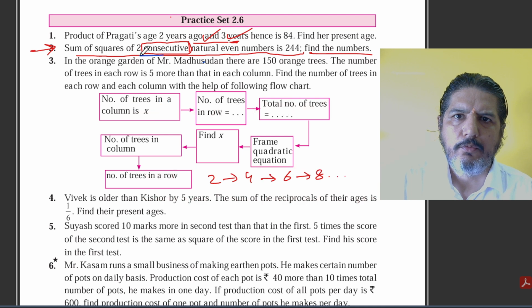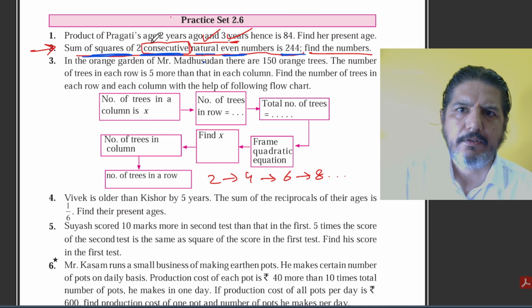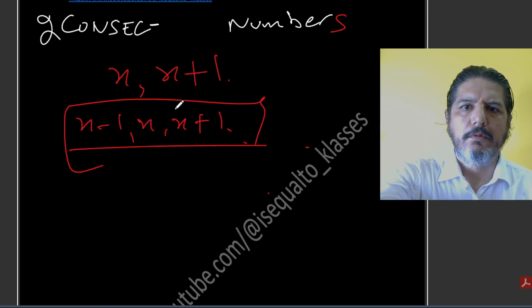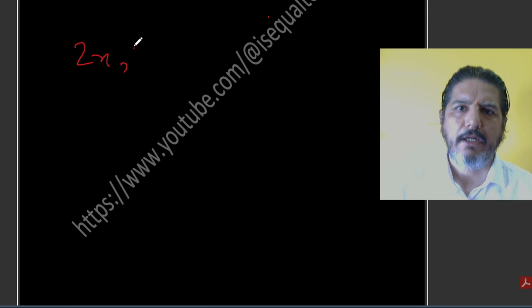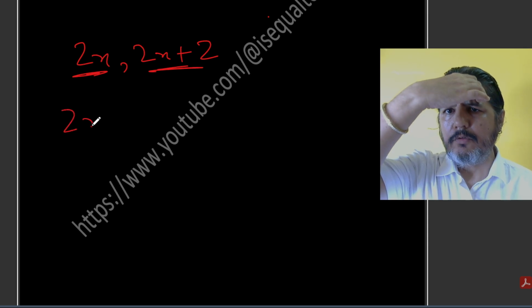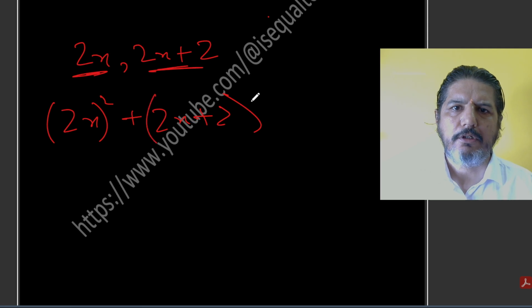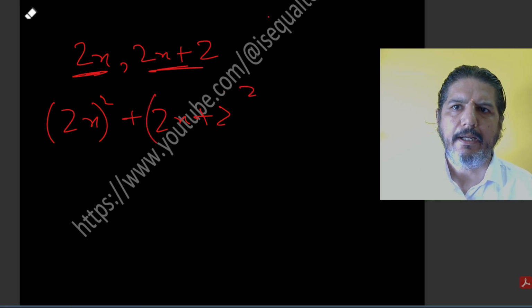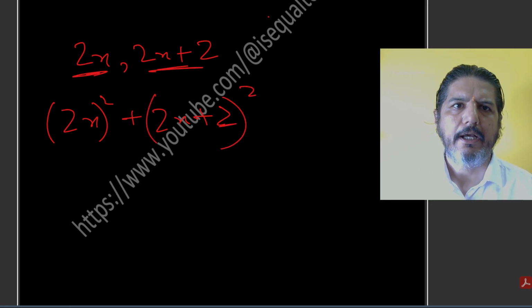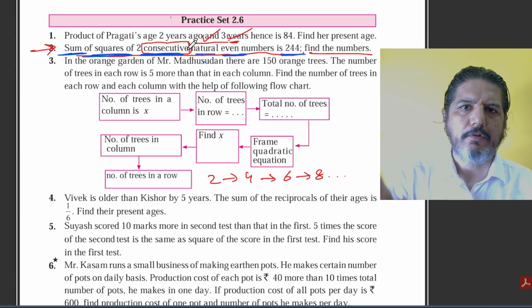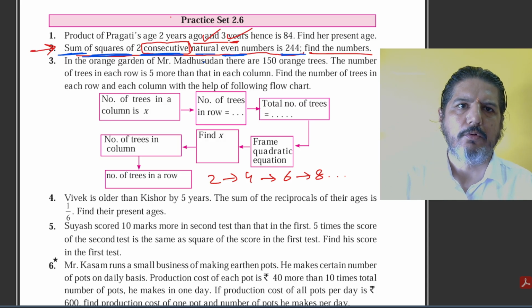So sum of squares of 2 consecutive natural even numbers is 244. So they are asking us the sum of squares. If I assume my numbers to be 2x and 2x plus 2, these are my 2 consecutive even numbers, then the equation will become (2x) square plus (2x plus 2) square equals 244, because I have to take the square of the numbers and I have to sum it.